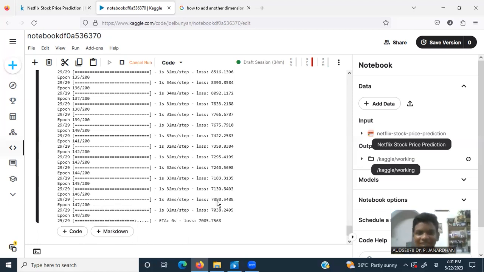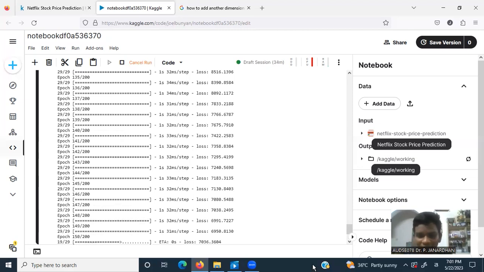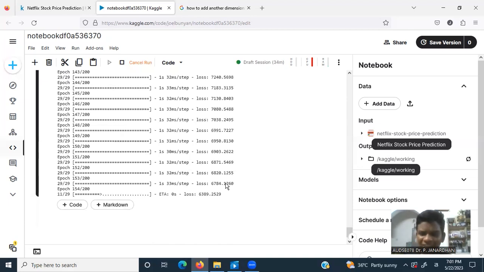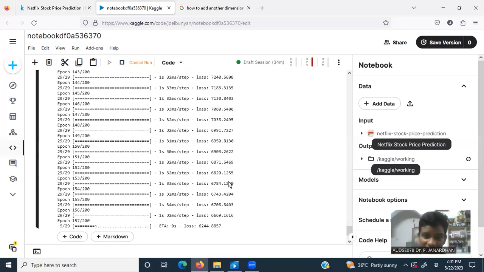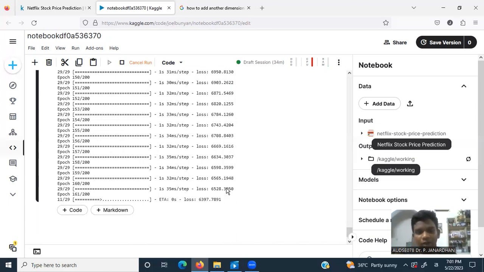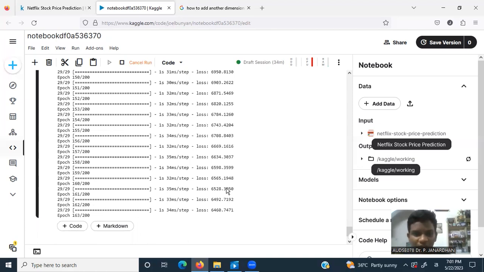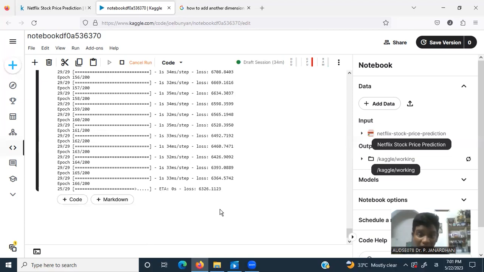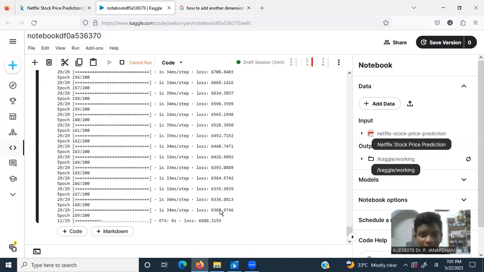It is actually able to predict each step of Netflix, which is amazing. You can use it as a suggestion. You can use this model for suggesting stock prices, which stock you want to buy. You can just use this for suggesting whether it will increase or decrease, whether it has a high chance of increasing or decreasing.